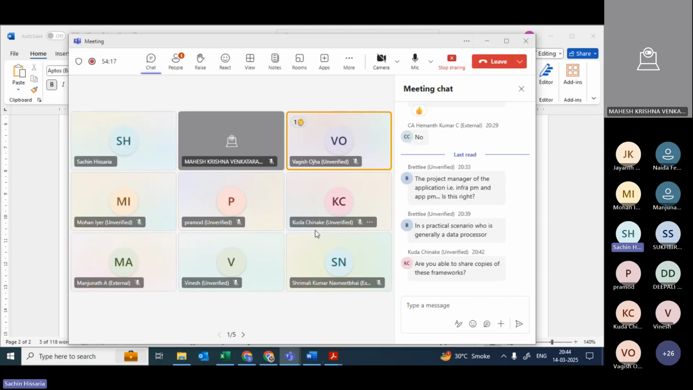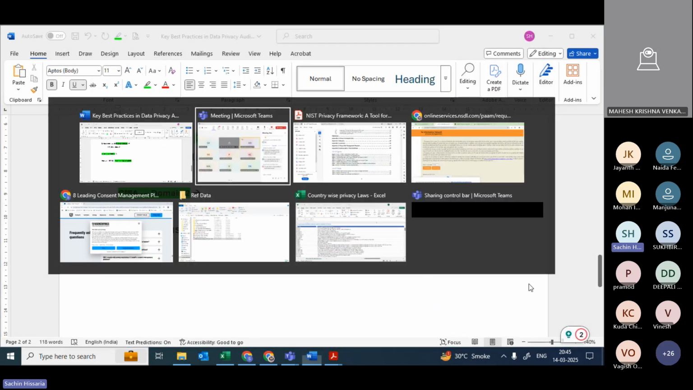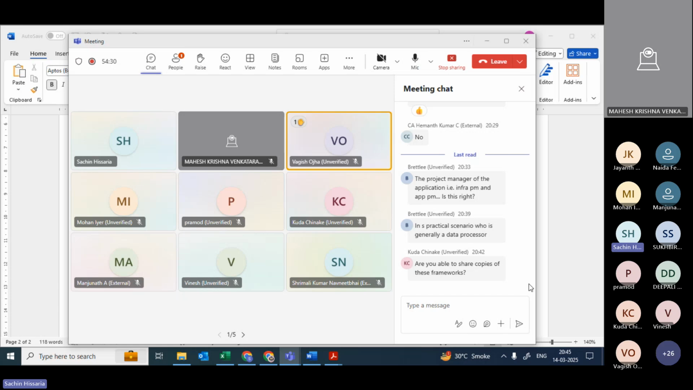Is everyone clear on this? Are you able to share the copies of this framework? Perfect. Just connect with me on LinkedIn or somewhere and provide me your email ID. I'll share the copies.